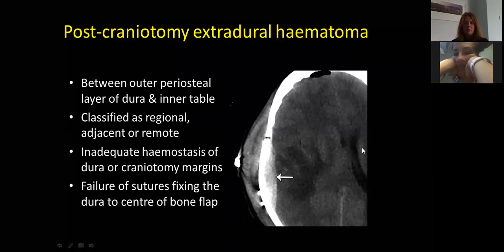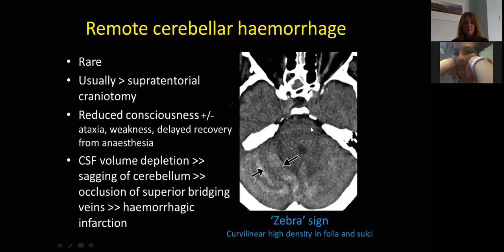Extradural hematomas are so much more hyperdense. This is acute blood on a CT, and it's between the periosteal layer of dura and the inner table. So this is what it looks like. And these can be classified into regional, adjacent, or remote. It can be due to problems with hemostasis at the margins, so for example here and here, or it can be due to failure of fitting the sutures to the centre of the bone flap.